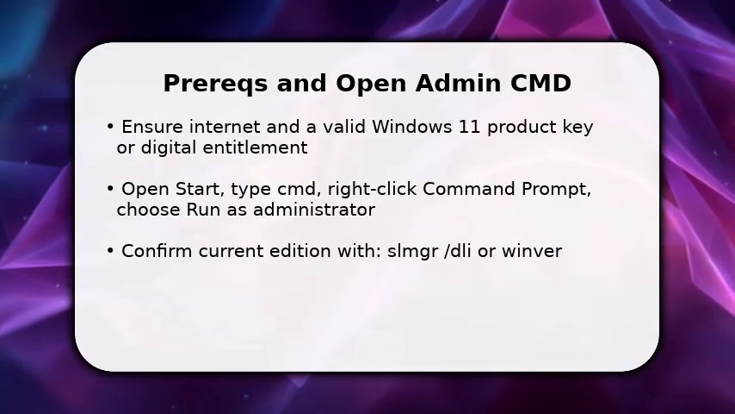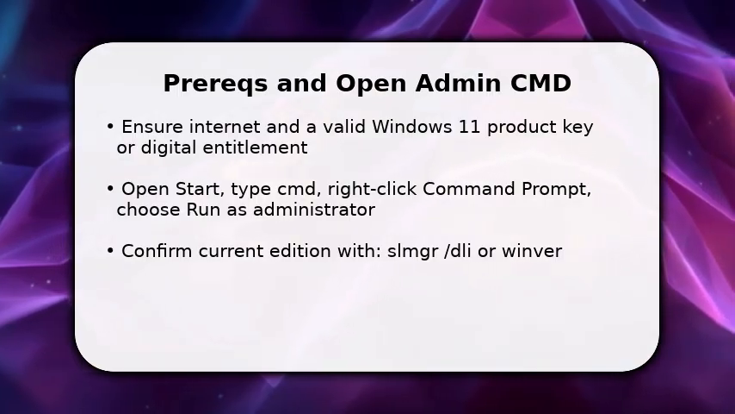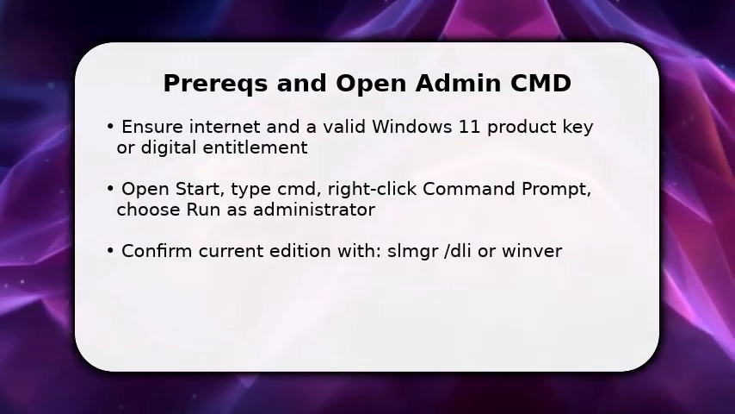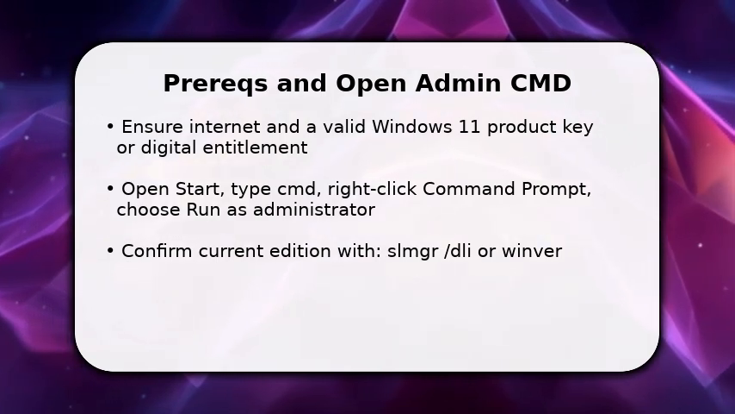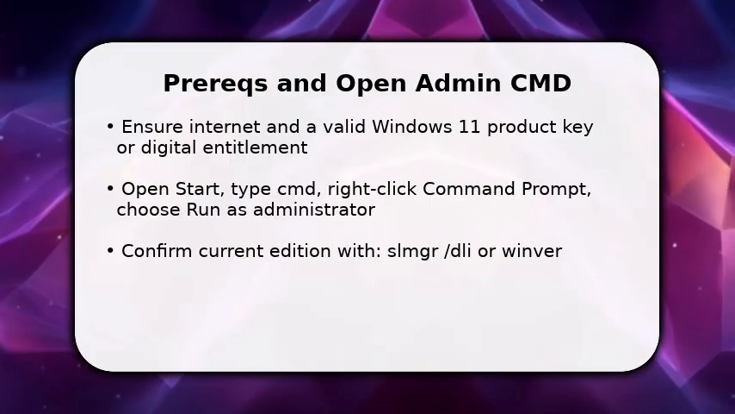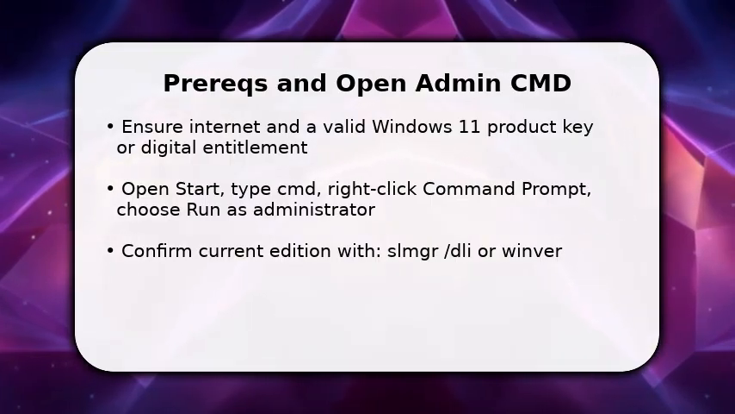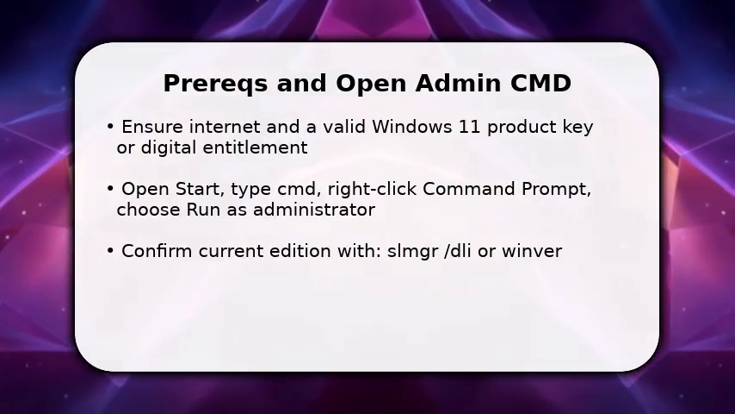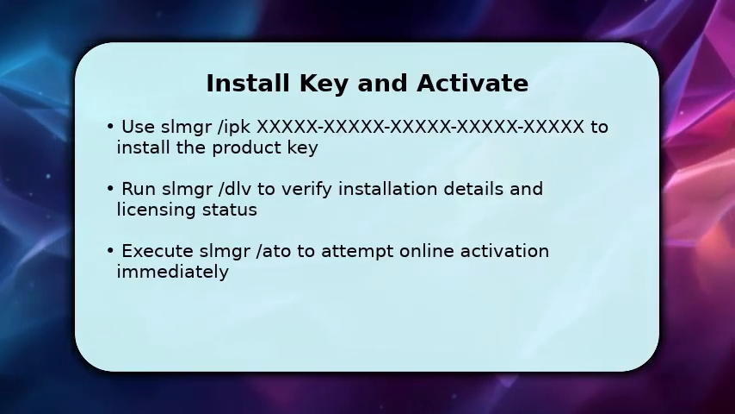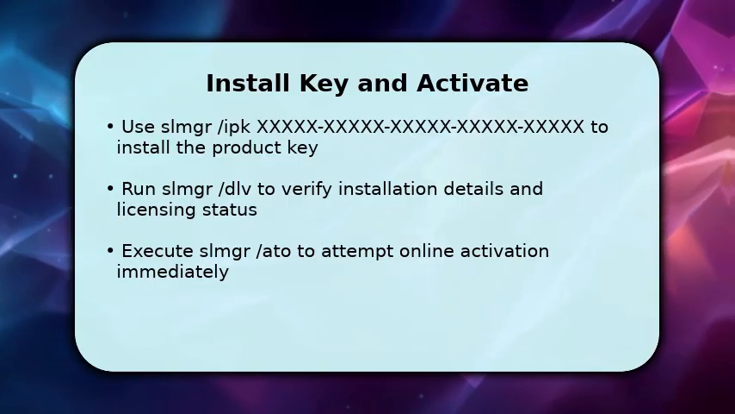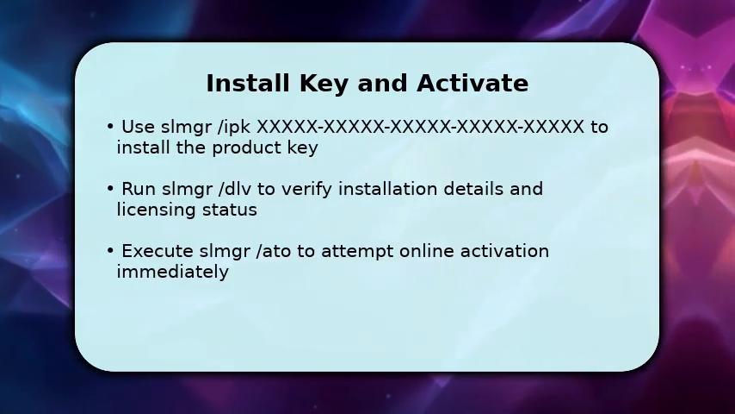Now that the environment is ready and you're in admin CMD, prepare to enter the activation command step by step. You'll install the key by running slmgr /ipk followed by your 25-character key. This binds the key to the system. Once installed, run slmgr /dlv to display detailed license information so you can verify the key registered correctly.